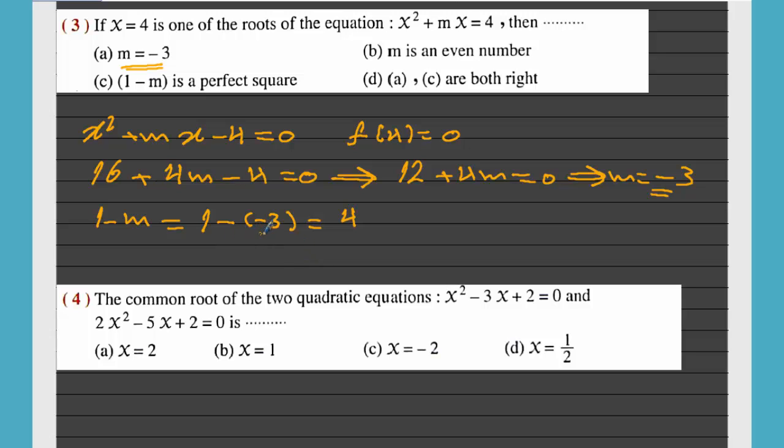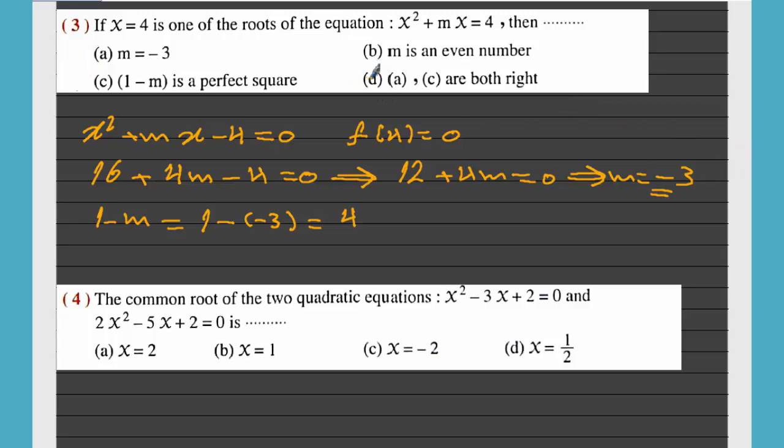Negative by negative is positive, so we have 1 plus 3 equals 4. And 4 is a perfect square because it has a root, right? 4 is a perfect square. So we have two right solutions, at A, when we consider m equals negative 3, and C here. Okay, so what is the right solution here?